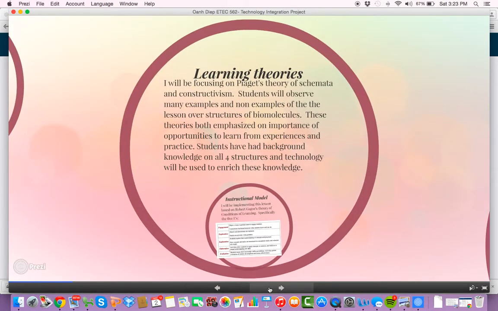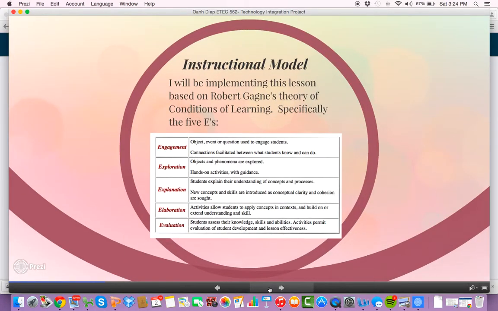Learning theories. I will be focusing on Piaget's theory of schemata and constructivism. They both emphasize the importance of learning from experiences and opportunities to practice. The instructional model that I chose would be very closely related to Robert Gagne's theory of conditions of learning, more specifically the 5E model of learning: engagement, exploration, explanation, elaboration, and evaluation.